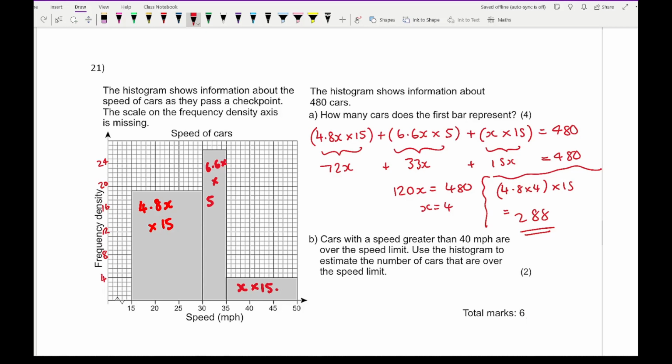For B, it says cars with greater speed than 40 miles an hour are over the speed limit. Use this diagram to estimate the number of cars that are over the speed limit. Let me just get rid of the stuff that's in this box. So what I'm looking for is the area of this blue bit here. Now the height of that bar is going to be 4. That's the height. And the width is 10. So it's going to be 4 times 10, which is 40.